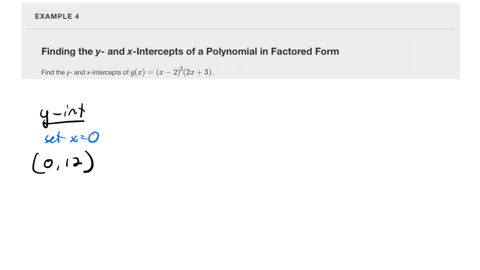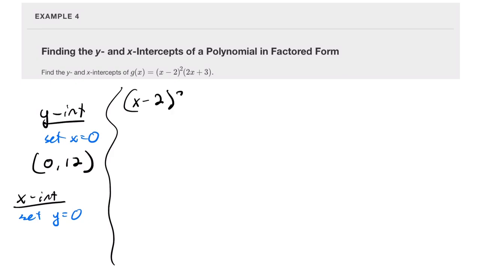But then for the x-intercept, we set y equal to 0. So we're setting the whole function equal to 0. Now we got lucky because it's already in factored form. We have x minus 2 squared times 2x plus 3 equal to 0. So we set each factor to 0 and solve. So we get x equals 2, x equals -3 halves.